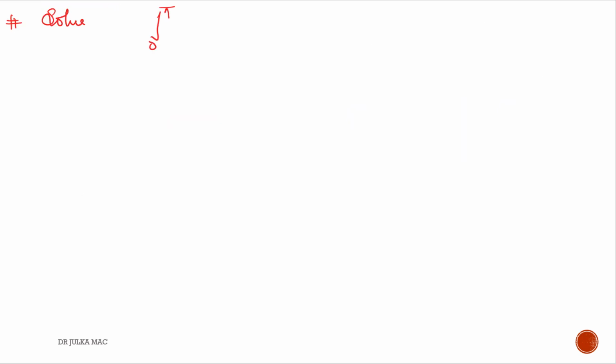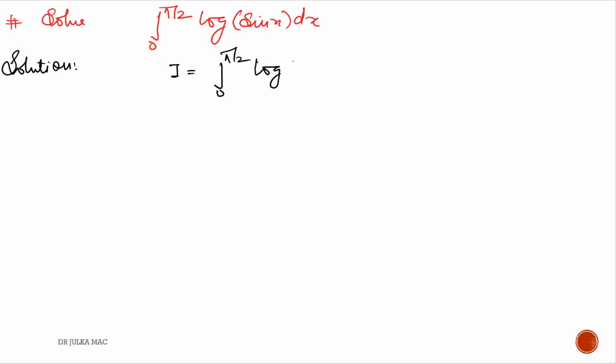Next example is a very important question. Integration 0 to pi by 2 log sin x with respect to x. We will take this equal to I. So it is 0 to pi by 2 log sin x dx. Take this as the first equation.